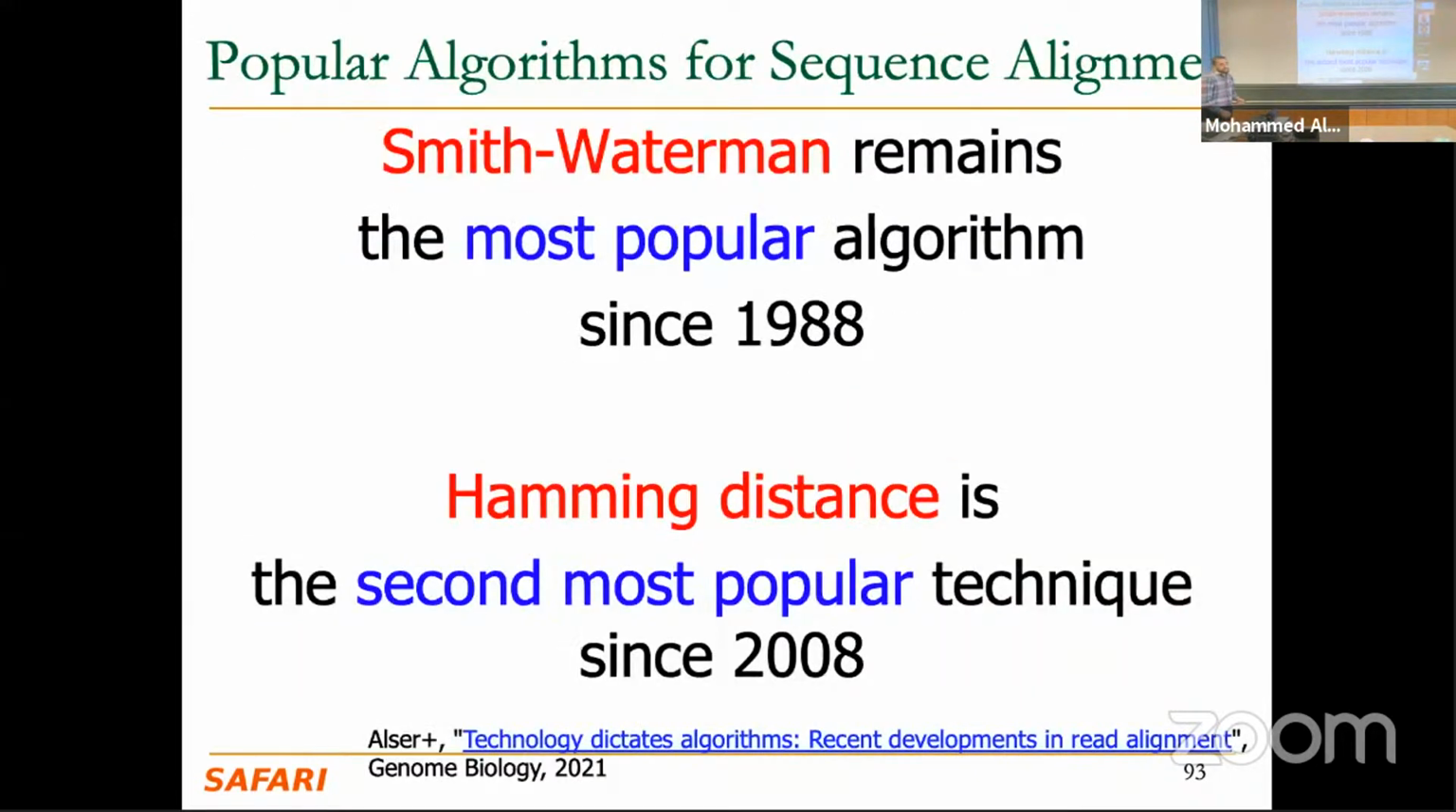Okay, one example of sequence alignment is called the Smith-Waterman algorithm, and it has been the most popular for 3 decades. However, Hamming distance is the second most popular. This is dynamic programming, but this is a very simple algorithm. How many of you know Hamming distance? Okay, great. This is an algorithm proposed by Richard Hamming, a scientist who has the saying in the first slide, if you remember, about data analysis.